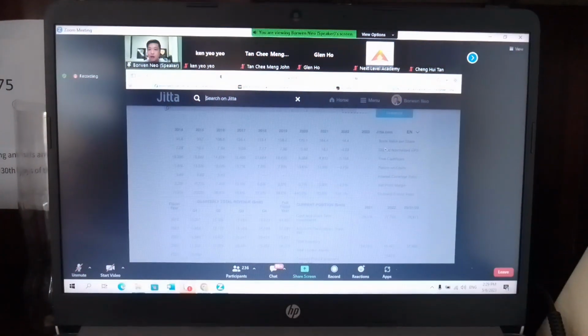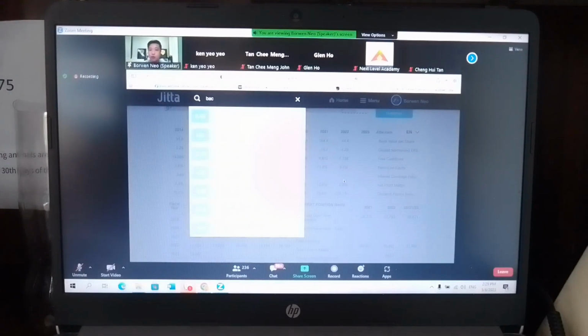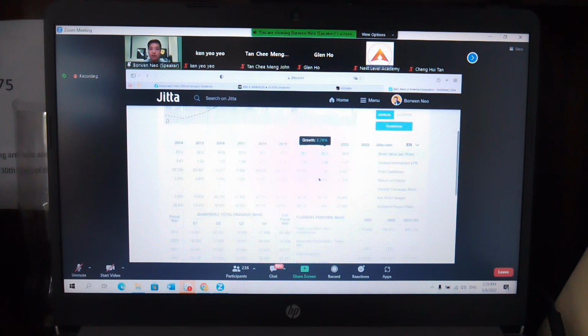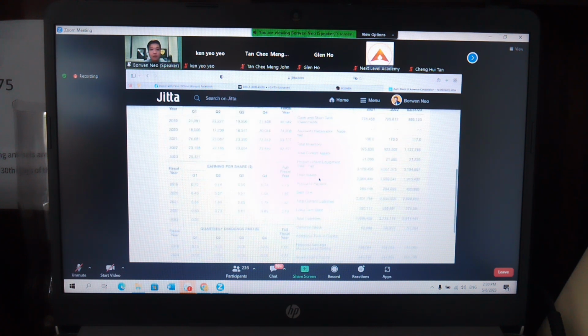So remember earlier on I talked about going to the fact sheet, and once we go to the fact sheet, we look at the book value per share. So for example, for Bank of America, the book value per share is 30.6. So when we go to the spreadsheet itself, 30.6, right? We have to put it over here.